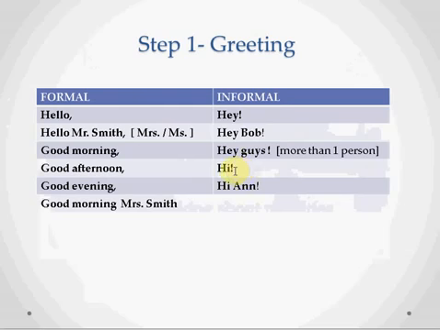We can say things like hi. Hi is informal. We wouldn't say necessarily hi to a person we don't know. So we would rather say hello or good morning. But to a person that we know very well, we would say hi. Hi Han, hi Bob, hi Tom.